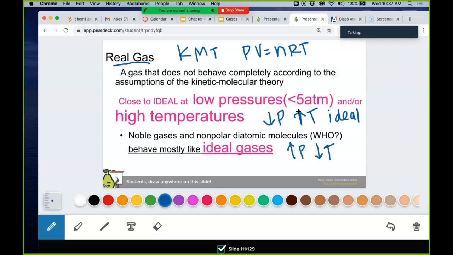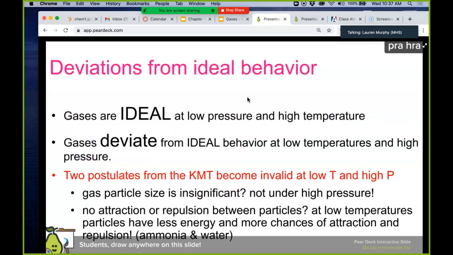So ignoring pressure and temperature and looking at just identity, the best ideal gases are all of our noble gases and our diatomics. Of all gases, your noble gases and your diatomic gases behave the most ideally, okay? Now, when you start messing with their pressure and temperature, they can start to deviate from ideal conditions.